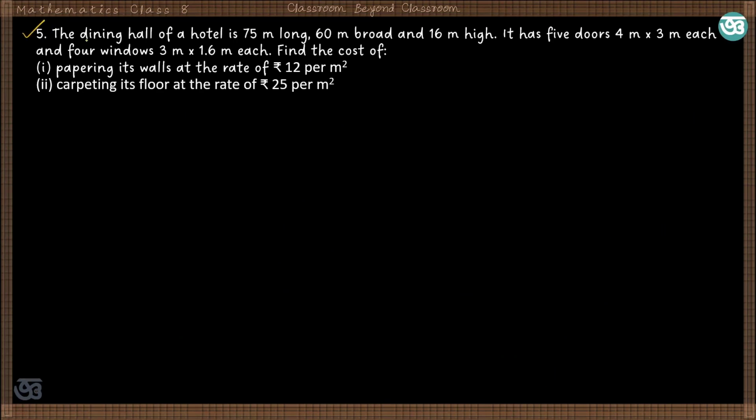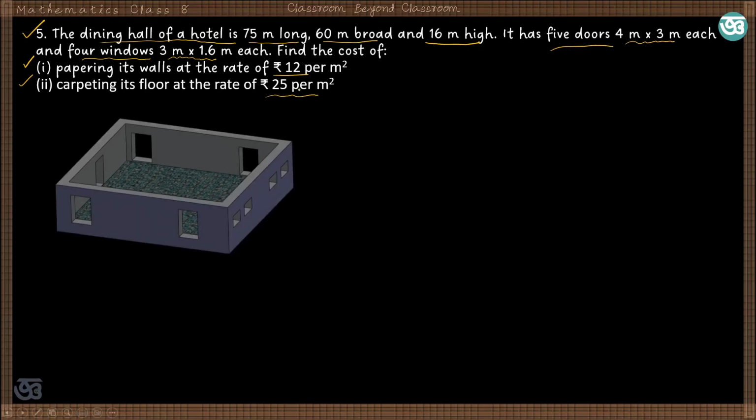Question number 5. The dining hall of a hotel is 75 meter long, 60 meter broad and 16 meter high. It has 5 doors of dimensions 4 meter by 3 meter each and 4 windows of dimensions 3 meter by 1.6 meter each. Find the cost of papering its walls at the rate of ₹12 per meter square and the cost of carpeting the floor at the rate of ₹25 per meter square.